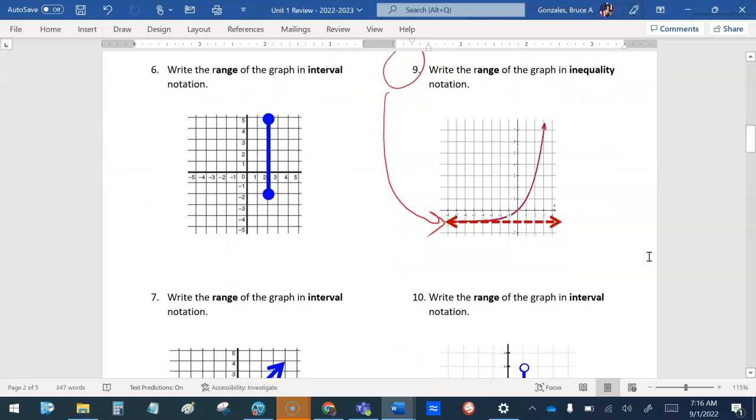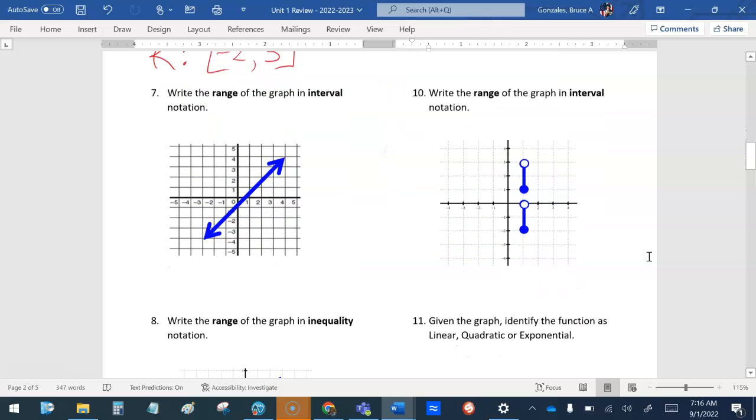Now this is the range. So range is a y value from bottom to top. So my range on the bottom is going to be -2, not +2. I got to look on this y-axis, right? So -2, and it's shaded in, so I'll put a bracket. All the way up to 5, it's shaded in, so we'll put a bracket.